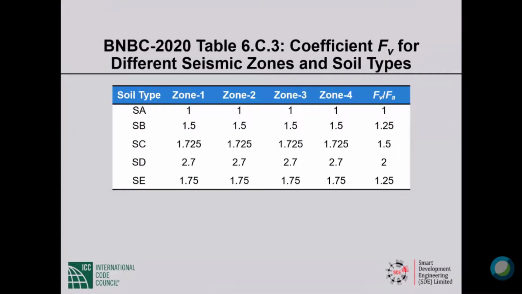F sub V, with which you amplify S sub 1 given in Appendix C. Again, there are 4 zones listed, but the values are exactly the same. Okay? So they are not zone dependent factors. And I have also listed here the ratios between F sub V and F sub A. I will show you, unless I forget, the reason I do that just a little bit later. And the ratios are 1, 1 and a quarter, 1 and a half, 2, and back to 1 and a quarter for site class SE.